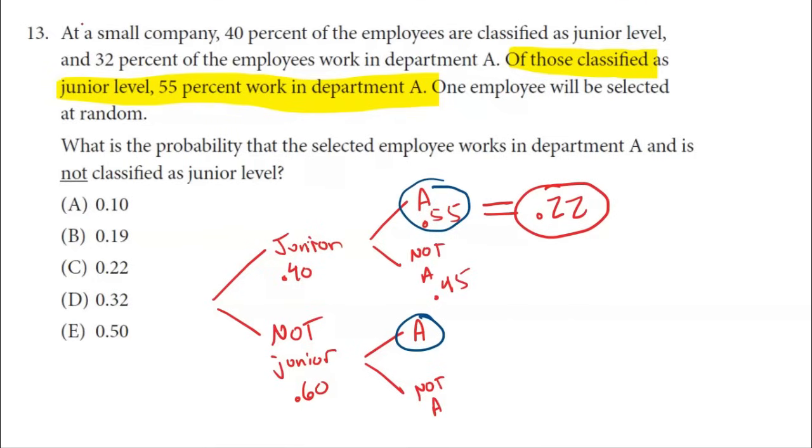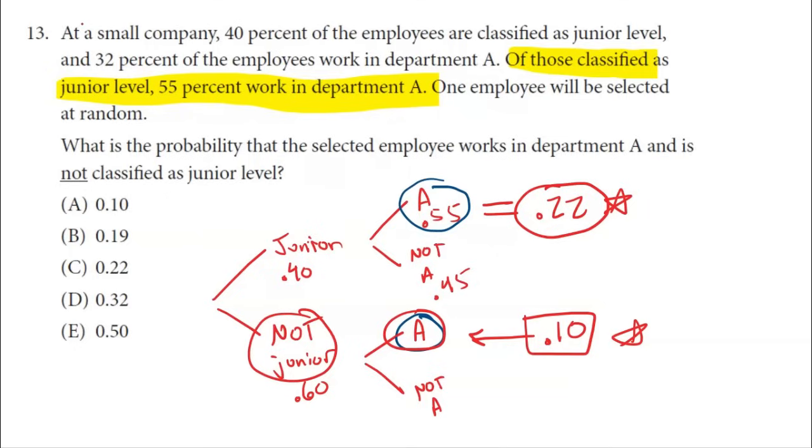Now, what we want to find is this portion right here. And we don't know it. But remember, we do know that 32% in total are in Department A. So that means that this branch right here must end at 10%. Even though we don't know some of those conditional probabilities in between, we know that it has to end at 10% because the percentage of all employees that are in Department A is 32%. And if we already have 22% counted here of the junior level employees, that means of the non-junior, we have to have that 10%. So that's why the probability that you are not a junior level and you're in Department A, following that very specific branch, has to be 10%.